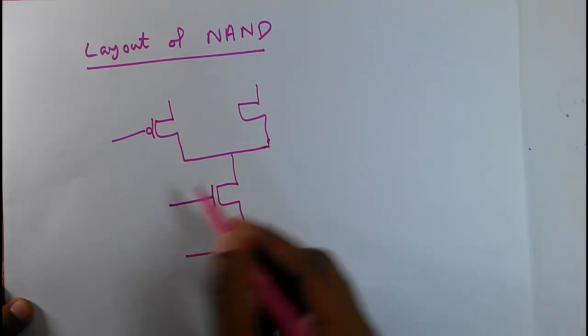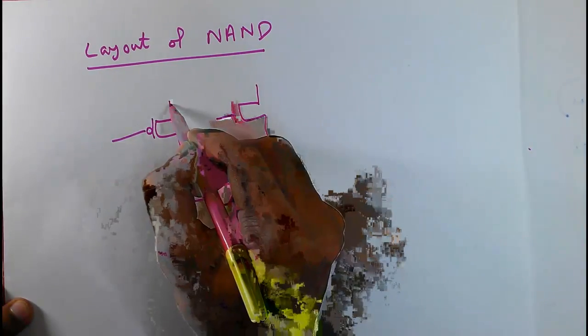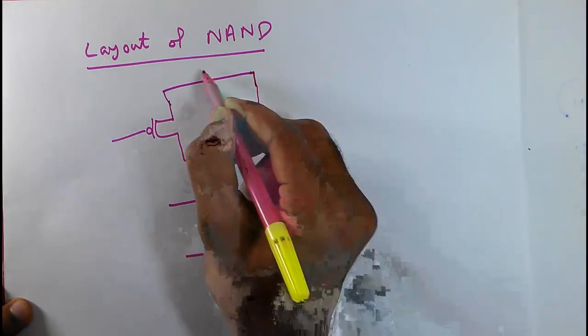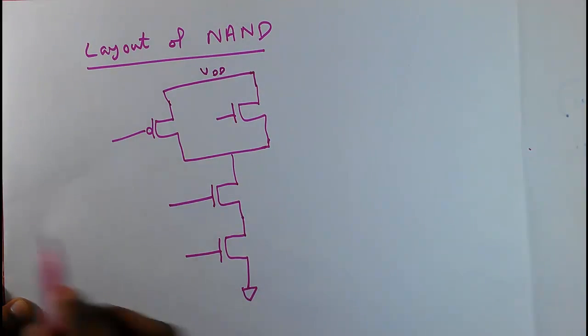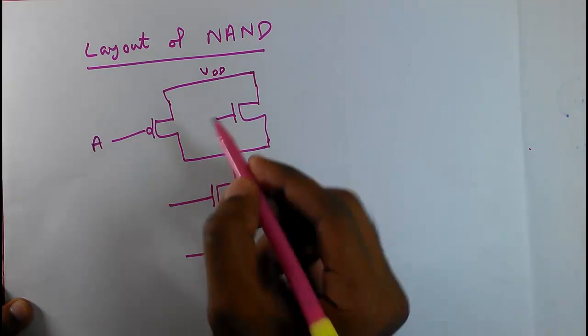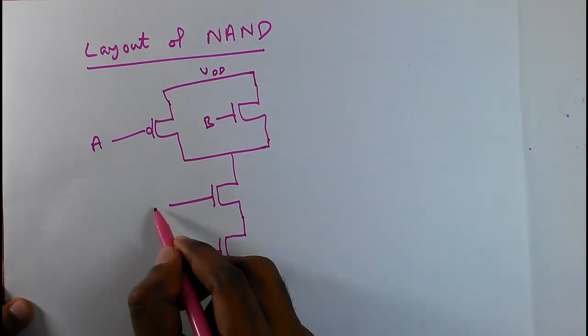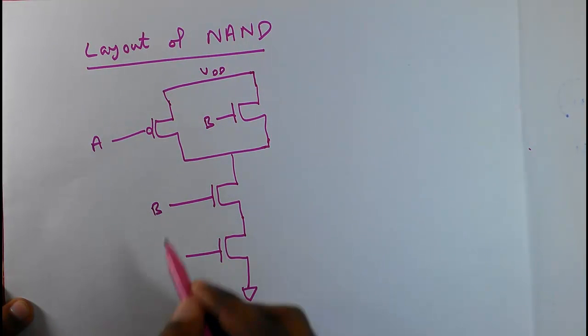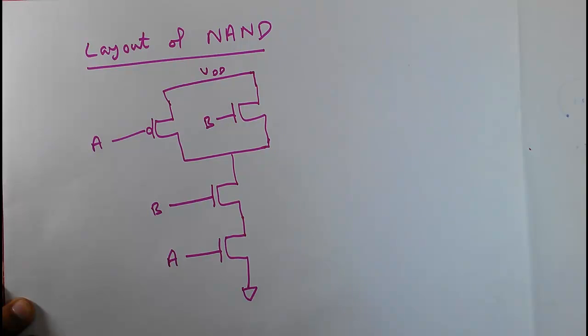This is one input terminal. This is VDD. If this input terminal is A, this is B. Similarly, this is B or A. This is a very simple circuit, and we will do the layout of this NAND gate in this tutorial.